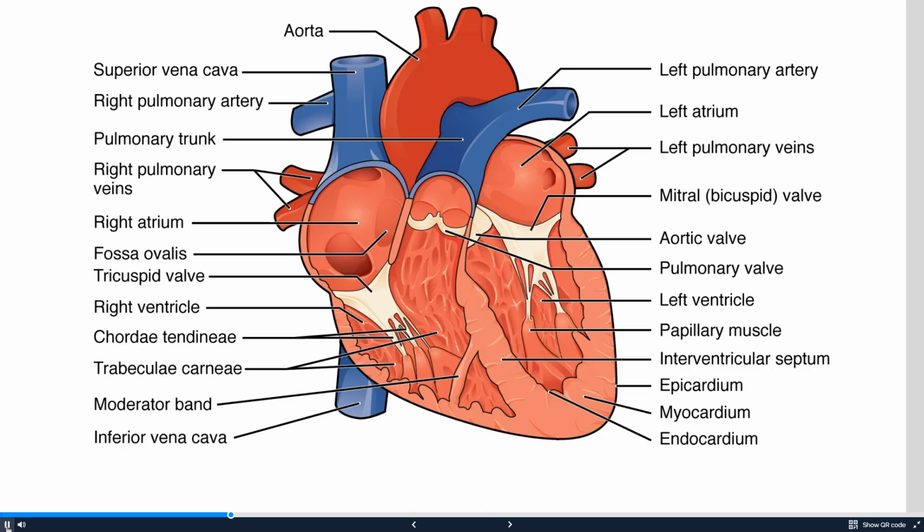and then the blood is pumped out of the right ventricle through the pulmonary valve into the pulmonary trunk, and that pulmonary trunk then splits into the left and right pulmonary arteries. The blood goes to the lungs through the pulmonary arteries and then returns through the pulmonary veins to come into the left atrium. Then the left atrium opens into the left ventricle through the mitral valve or bicuspid valve, which then goes into the left ventricle.